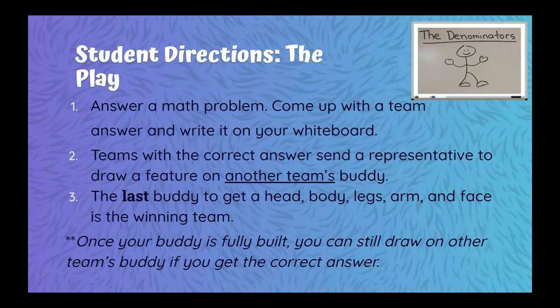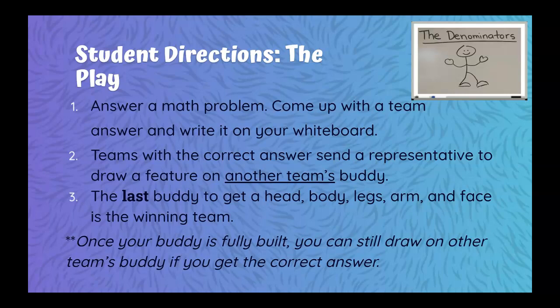After the kids have written their names on the board, you want to give them some directions for the play. And you should be able to give them all of this direction at one time, and then as you go through, they can get a little bit more details. So you have them answer a math problem. They have to work with their team and agree on a team answer. They'll write that answer on their whiteboard. That could also be a piece of notebook paper. They could come up and write it on the big whiteboard. That's up to you as a teacher.